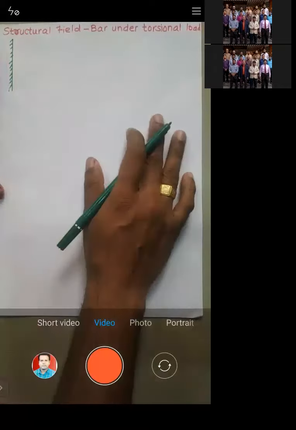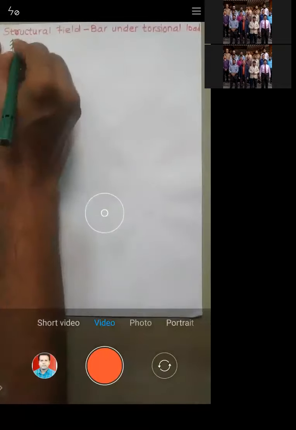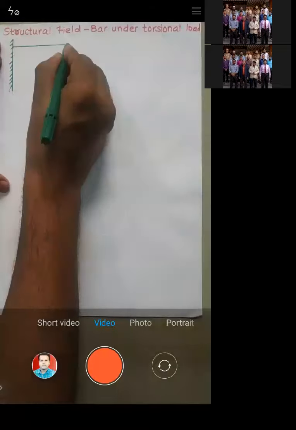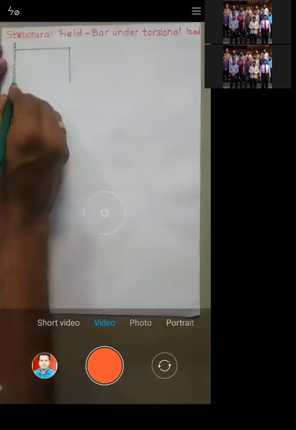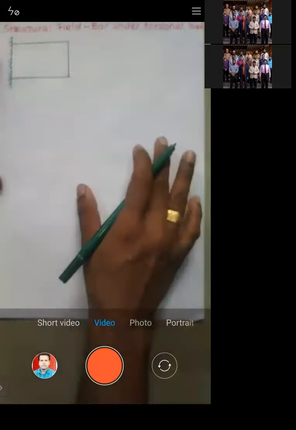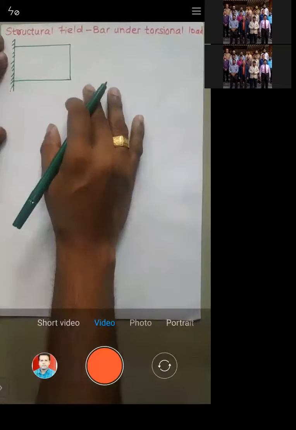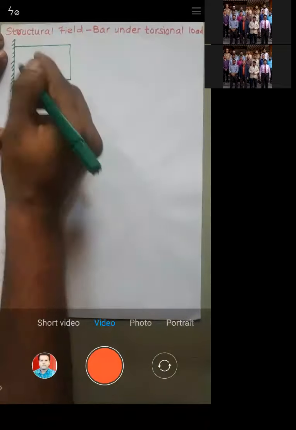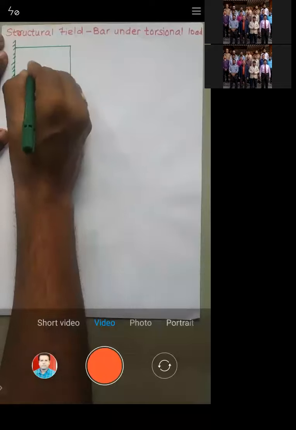So this is a fixed support which is given. To this particular fixed support, they have attached one bar. This is a bar which is attached to the fixed support. This bar has a diameter, phi is equal to 100.